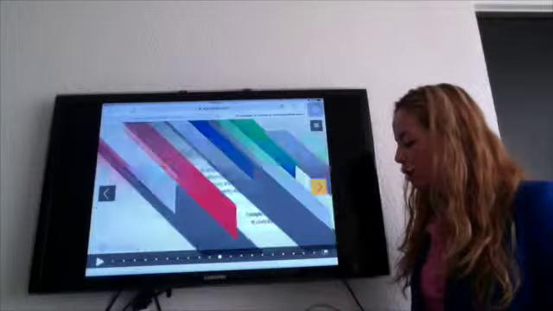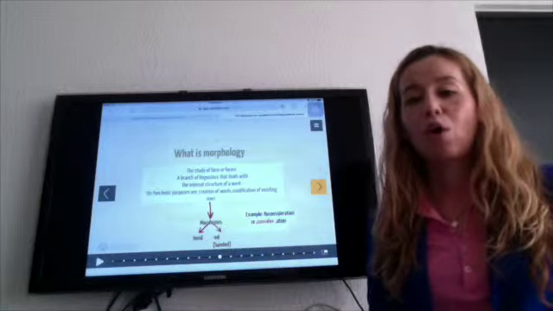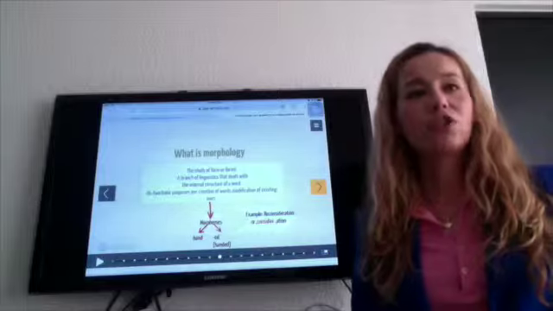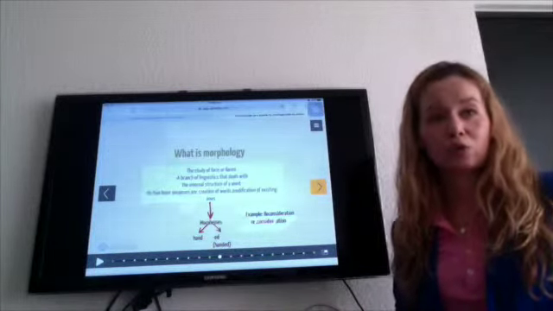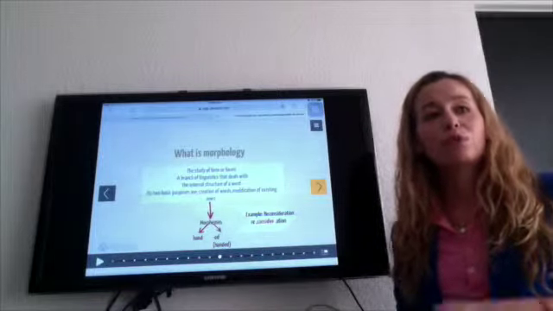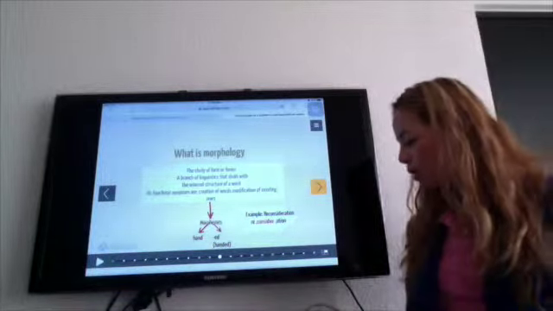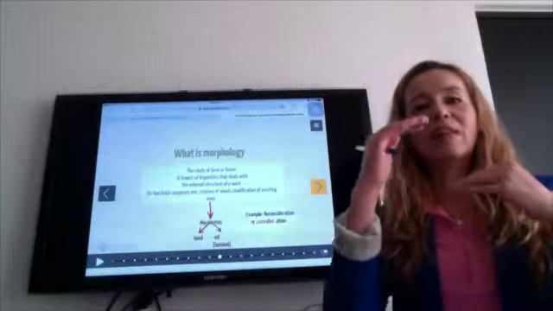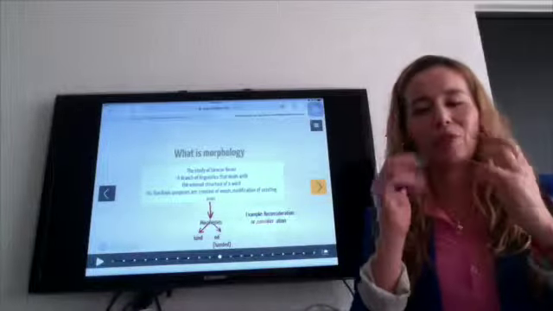Okay, let's continue. Then we have morphology. Morphology is another branch of linguistics. What is morphology? Morphology studies the internal structure of the words, and most of the time morphology is related to morphemes. What are the morphemes in English? The morphemes are like the building blocks, and they build the morphology, they put it together.